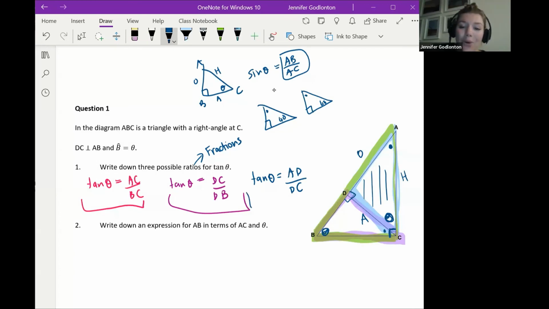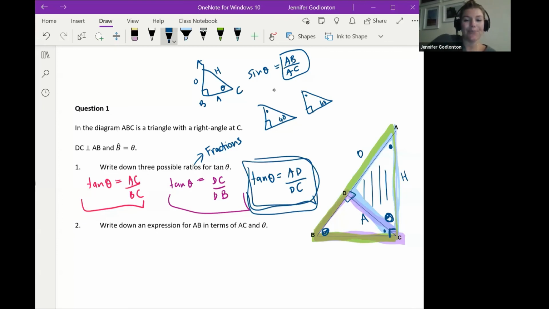Now my final question is, who managed to find that blue triangle and get that third ratio? Did anyone manage to find it? Did anyone find this dude? Neil, well done. Mananga, well done, guys. I'm really proud of you if you got that blue one. That was a hard question. That was like an extension question. So I'm really chuffed if you got there.